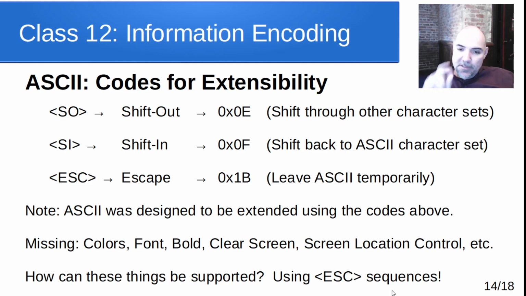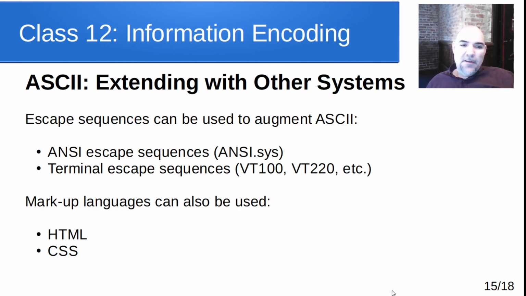If we start something with escape and we've defined some other system, we can do that. There are a lot of systems that define extensions to ASCII using escape sequences. The most common one you'll see is ANSI escape sequences, which are available on the PC and Unix systems. There are also terminal escape sequences defined, like VT. There's a company called VAX that used to make VAX terminals that were used in industry and hospitals all over the place. They designed their own kind of escape sequences that allowed you to control things like screen position. There were even some escape sequences that would do graphics things. You could also use markup languages, which are a way of doing additional things above and beyond just the ASCII code itself.